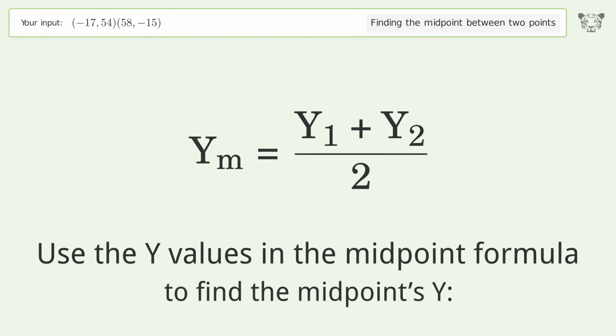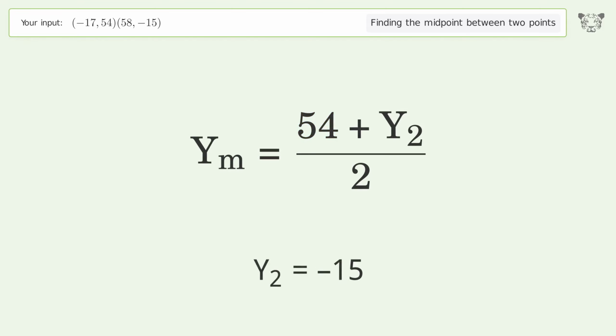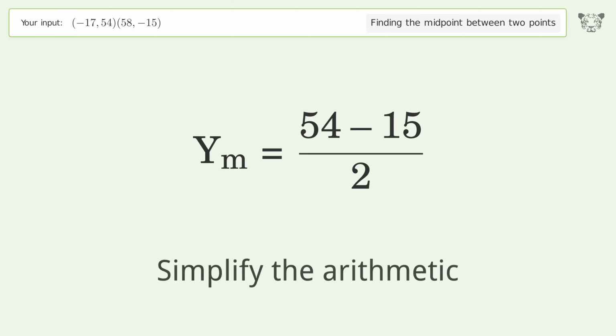Use the y values in the midpoint formula to find the midpoint's y. y1 equals 54. y2 equals -15. Simplify the arithmetic.